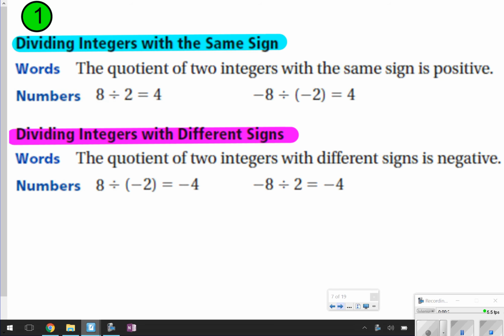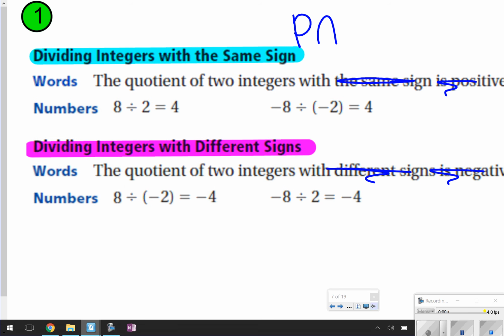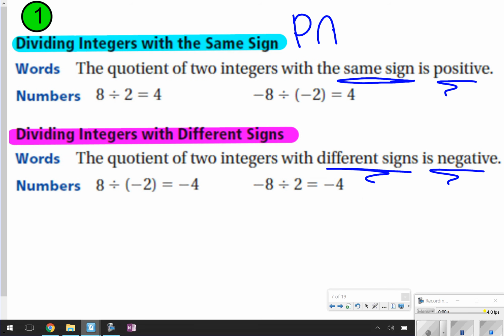First thing we're going to write down, dividing integers with the same sign, dividing integers with different signs. Notice again the same rules apply here. Dividing integers with the same sign, your answer will be positive. When you divide integers with different signs, your answer will be negative. Let's go ahead and pause the video now so that you can copy down what's on this slide. Click play when you're ready to go on to number 2.